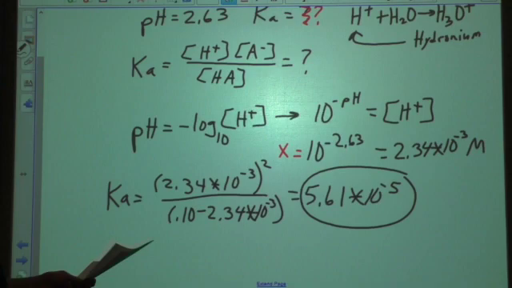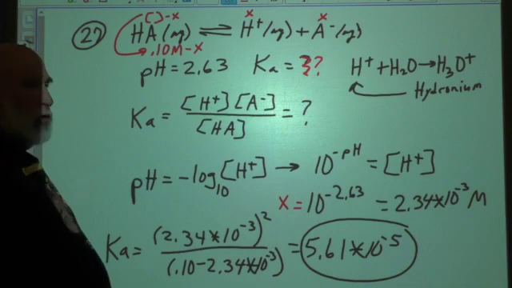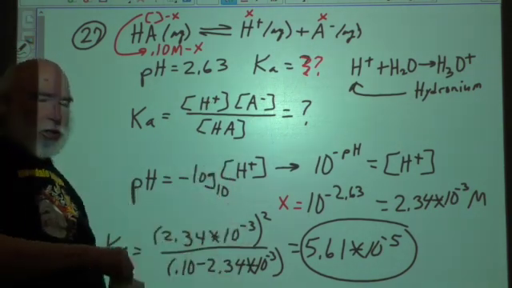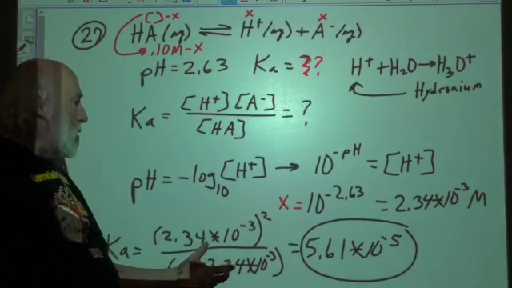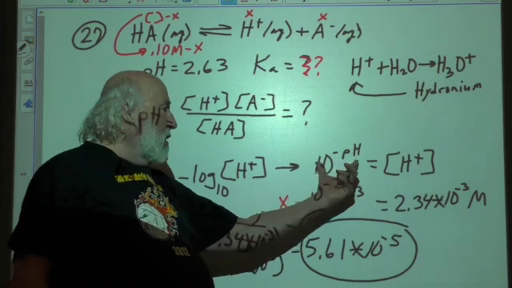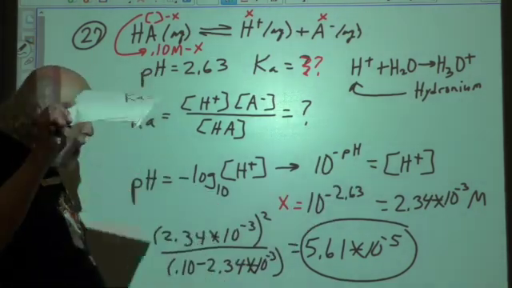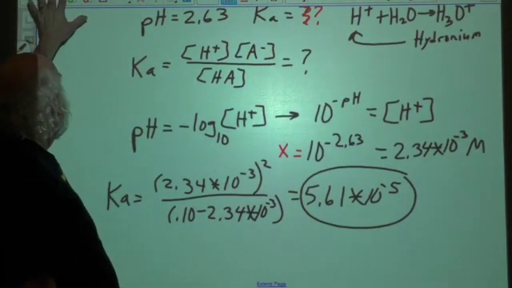So the big thing here is changing the pH to an H concentration. Now in the previous lesson we had the H concentration and we changed that to pH. Here we're doing just the opposite. So it's 10 to the negative pH is going to be equal to your hydrogen ion concentration. Keep that in mind. That is a big, big thing to know.